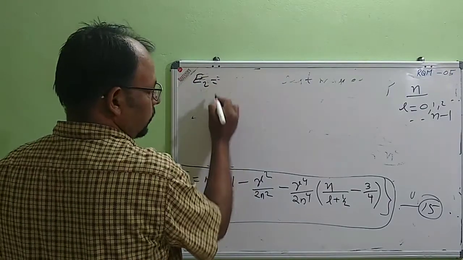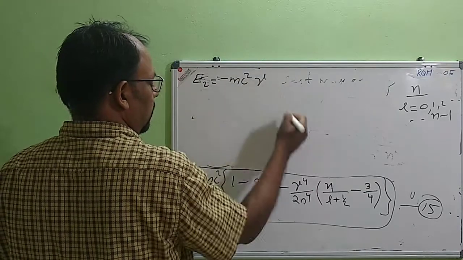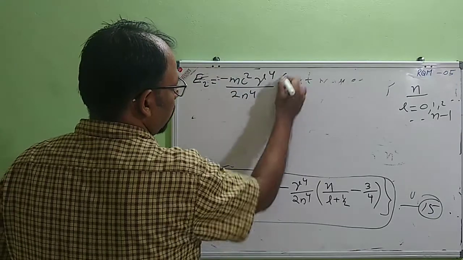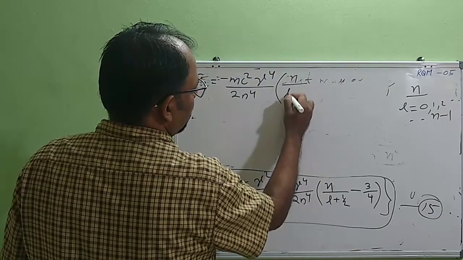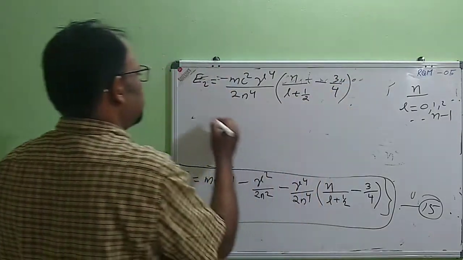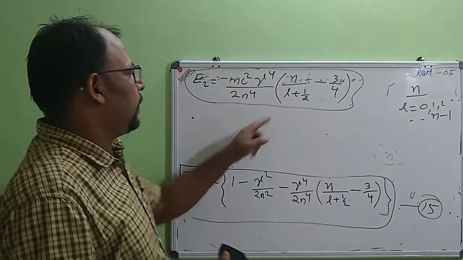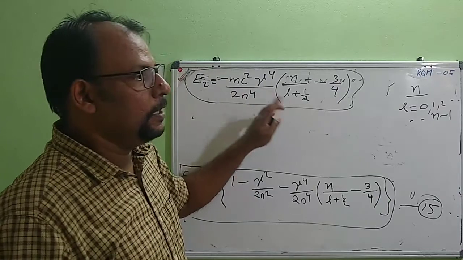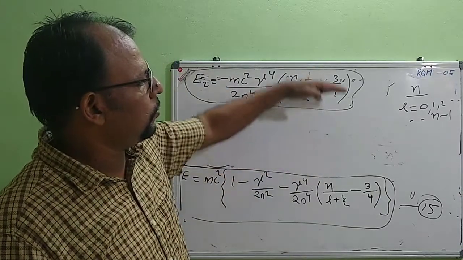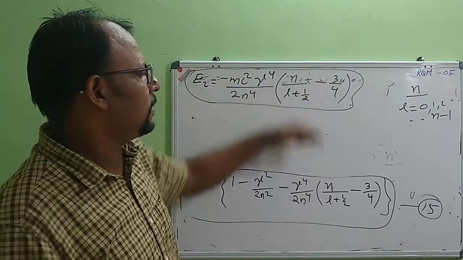E2 is minus m c squared gamma to the power 4 by 2 n to the power 4 into n by L plus half minus 3 by 4. This term removes the degeneracy. So different L levels have different energy. And we can also calculate the spread of energy levels, L equal to 0 to n minus 1, that is, how much energy difference separates these levels.